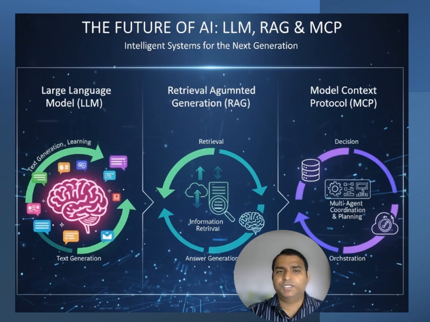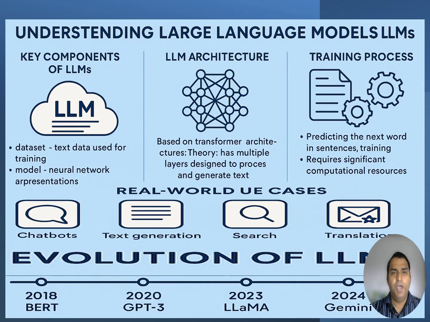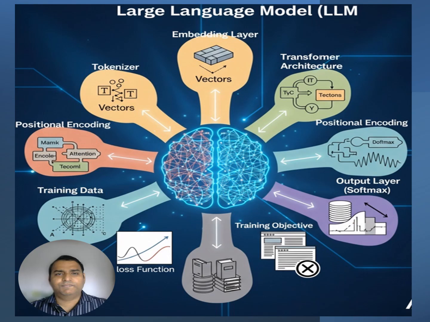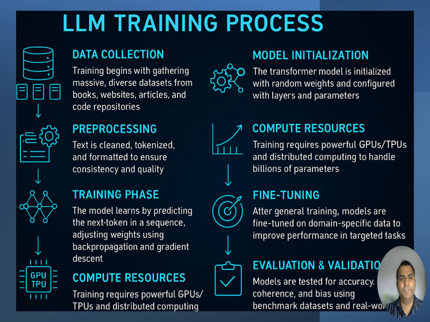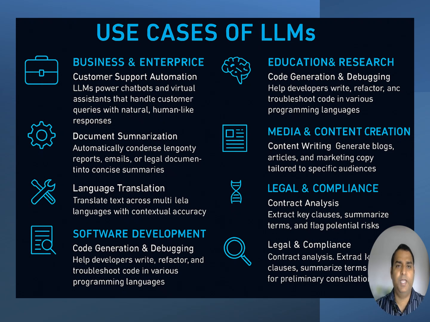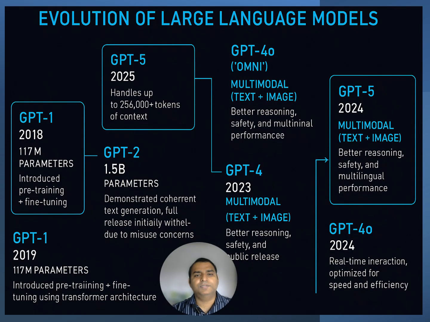Let's quickly recap the first part, which was based on LLM, where we discussed the key components of large language models, their architectures, and their training process. Then we discussed use cases of LLMs, and lastly how LLMs evolved from GPT-1 to GPT-5. So we have seen the entire journey. If you want to go through it in detail, I will put the link in the comment section, so please go through that.